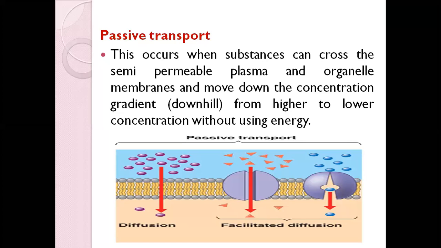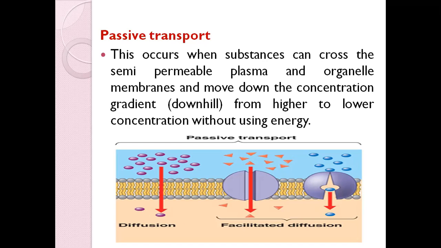In passive transport, we have two forms: diffusion and facilitated diffusion. Diffusion means nothing but the movement of substances from the higher to the lower concentration, as you can see from this figure. That is the meaning of the word diffusion. But what happens in facilitated diffusion? Sometimes certain substances cannot be transferred, maybe because of the way they are shaped.